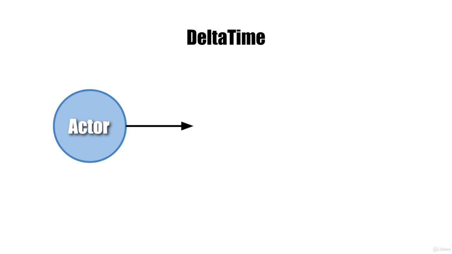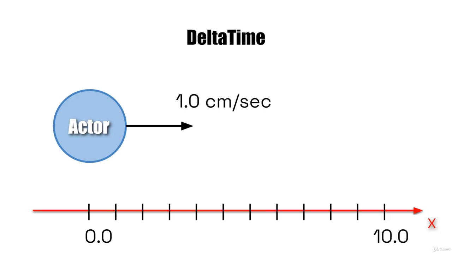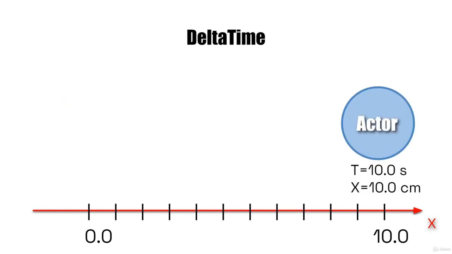Now let's consider that we have an actor and we'd like to move that actor through space. Let's say we'd like the actor to move in the world X direction, and we start the actor off with an X coordinate of 0. Now let's say we'd like that actor to move by 1 centimeter per second. This means that our actor starts off at 0 centimeters at a time of 0 seconds. And after 10 seconds have passed, the actor should now have an X location of 10 centimeters.